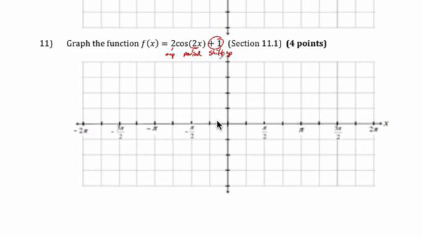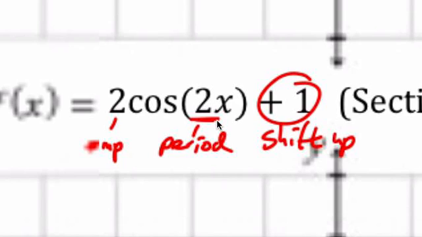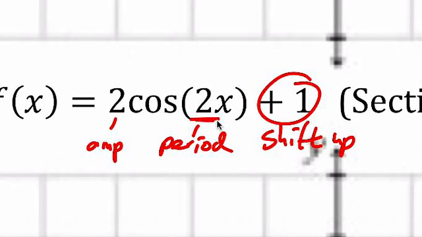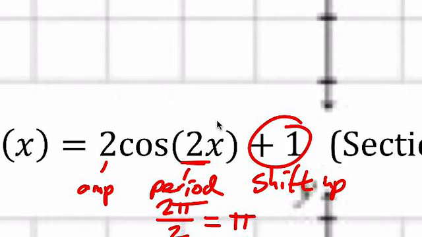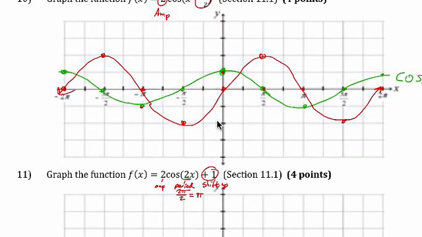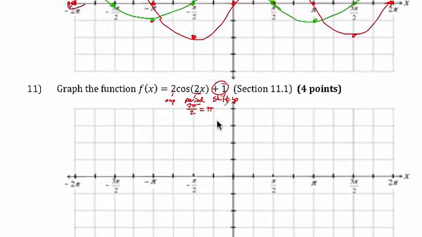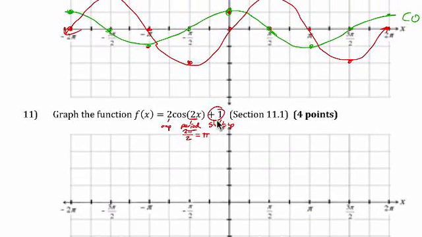Our period used to be 2 pi. Let me zoom in on this a second. Our period used to be 2 pi, but now we're going to take 2 pi and divide it by whatever our b value is, in this case 2, which reduces to pi. So unlike on number 10, where it completed one full wave in 2 pi units, now we're going to complete one full wave in pi units. So we're going to adjust this as we go.